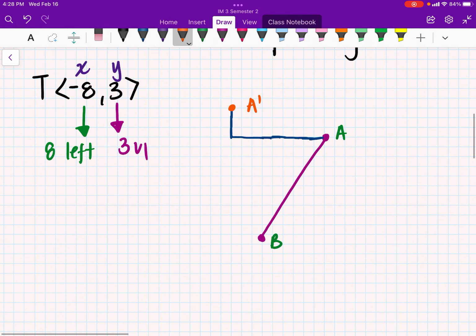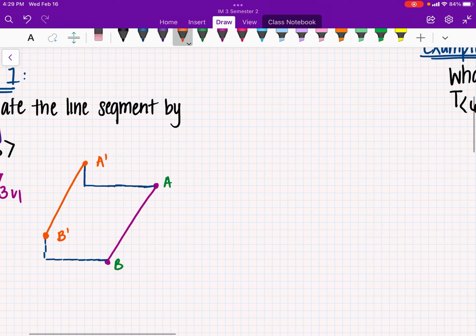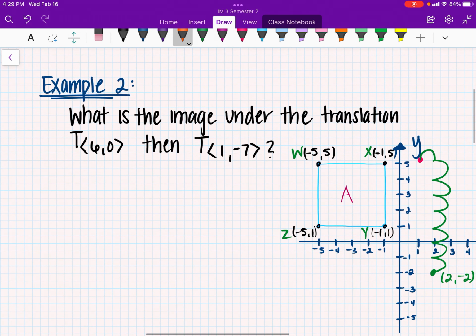And now let's repeat it with the B, I'm sorry. So it's 1, 2, 3, 4, 5, 6, 7, 8, and then 3 up. 1, 2, 3. So that would be our new segment, and this is B prime. So let's go ahead and connect those. Okay. So that would be the translation there. So let's go ahead and move on then to this next one. And here's the next one.